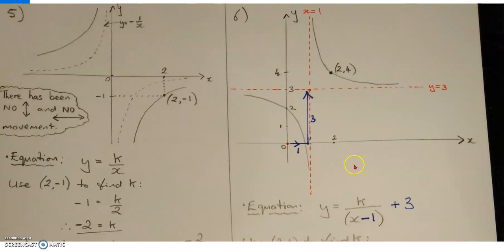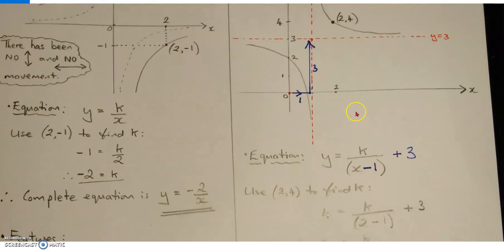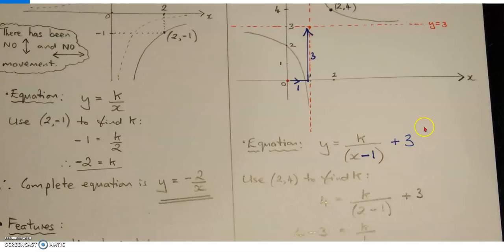Now, if that is the case, we know that the equation changes, because the bottom part of the equation, where the x normally is, now has to have -1 in brackets written to it, because it's gone 1 in the positive direction, so we write negative there. And there's a +3 at the end because it's been moved up 3, like that. So that's how we build that equation.